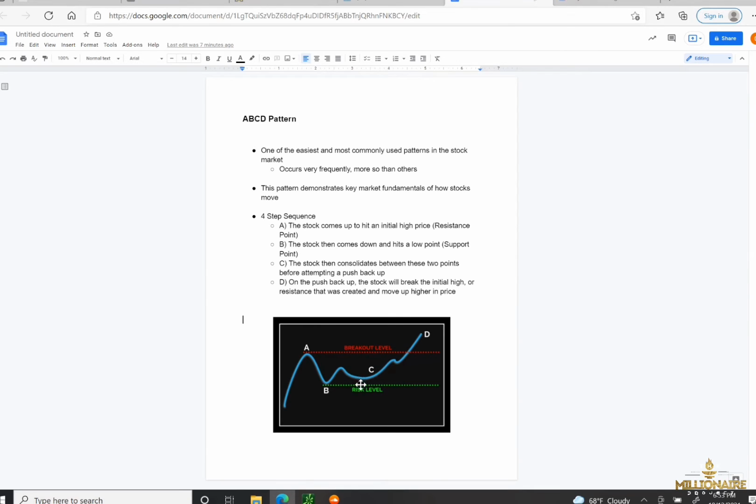On your point D, you want the stock to push back up towards point A, which is your resistance line, and you want it to break out from this point to move up higher in price so that you can collect your profit. So I know that looking at this and just talking about it is a bit confusing and it can sound a little bit intimidating. So let's go ahead and pull up an actual chart and show you how this works.